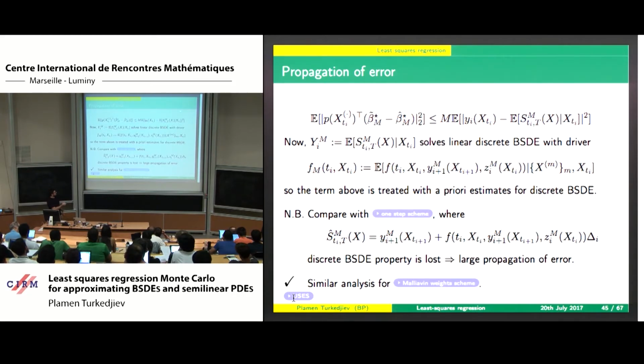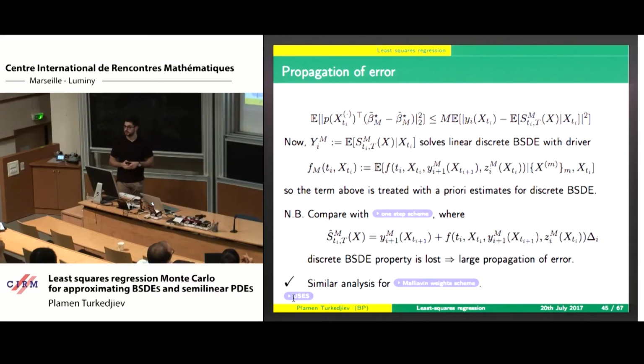And in fact, what we can do is estimate this error using a priori bounds on discrete BSDEs. I'm not going to go much further into it, but what I will tell you is that this basically just gives us error terms containing the difference between the true y's and the empirical y's, and the true z's and the empirical z's, between t_i all the way up to the terminal time capital T. So this introduces these propagation of error terms that we spoke about before.